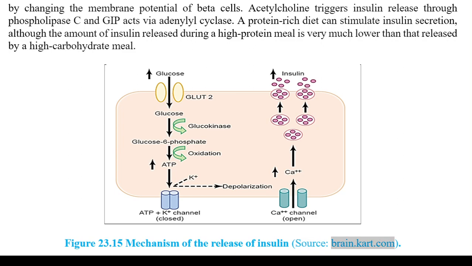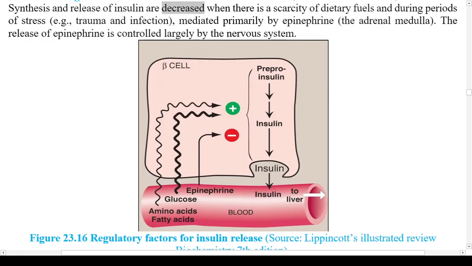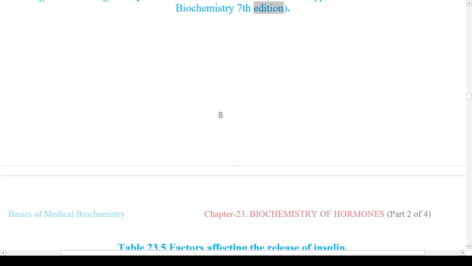Source: brain.cart.com. Synthesis and release of insulin are decreased when there is a scarcity of dietary fuels and during periods of stress, for example trauma and infection, mediated primarily by epinephrine from the adrenal medulla. The release of epinephrine is controlled largely by the nervous system. Figure 23.16 Regulatory factors for insulin release. Source: Lippincott's Illustrated Review Biochemistry, 7th edition.